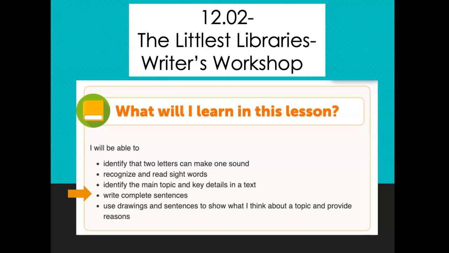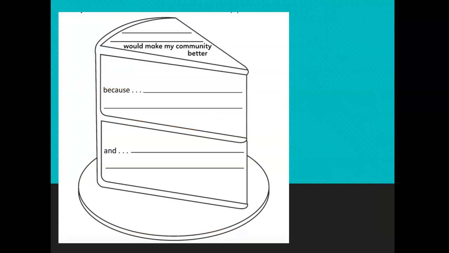So we're going to write complete sentences, and we're going to use drawings and sentences to show what you think about a topic and provide some reasons. In week 5, there was a graphic organizer like this one for you to fill out to answer the question, what could you do to make your community better? If you didn't do this graphic organizer, you don't need to do it now. It just helps make your writing easier.